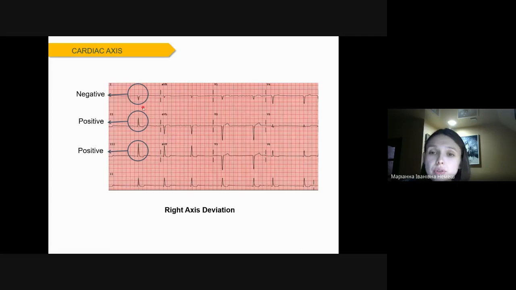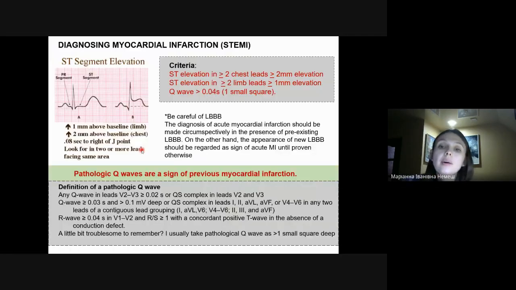In this, you see that it will be negative in the first lead, and positive in the second and the third, so it will be right axis deviation. In case all leads have a positive QRS complex, you will talk about the normal position of the heart.